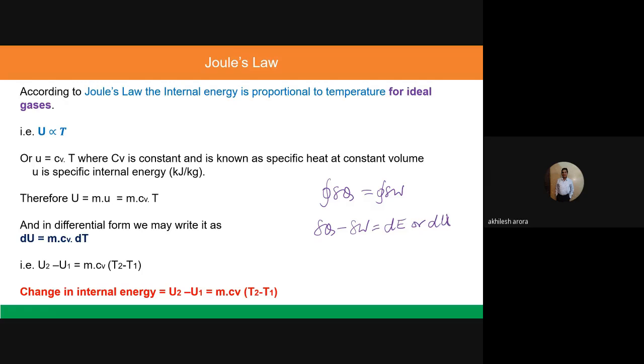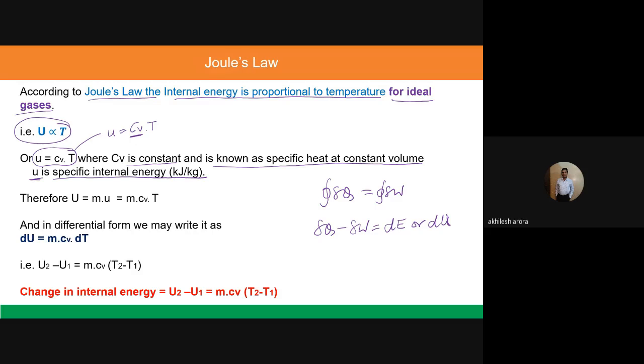Now, in thermodynamics, when we are talking about the ideal gases or the perfect gases, Joule's law states that internal energy is proportional to temperature. So this is the equation: U, or the internal energy, is proportional to temperature. Or if I remove this proportionality sign, then small u is equal to Cv into T. And this Cv is actually constant and is known as the specific heat at constant volume. We have discussed the specific heat at constant volume as well as specific heat at constant pressure. And this small u is the specific internal energy in kilojoules per kg.